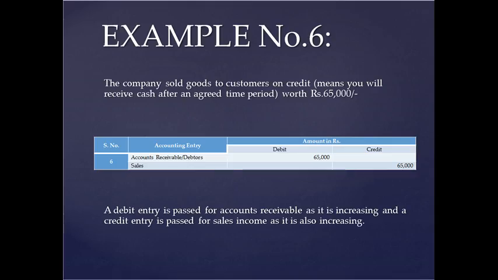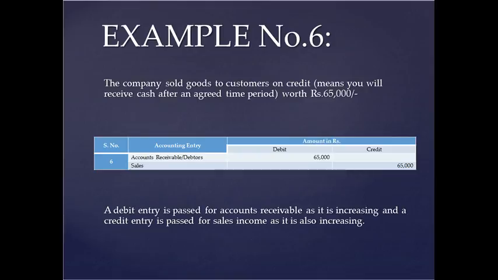The company sold goods to customers on credit worth ₹65,000. Now here, you did not receive cash when you sold goods to your customers. So you will receive money against your sales from your customers. So your asset has increased. Accounts receivable debit and sales credit.